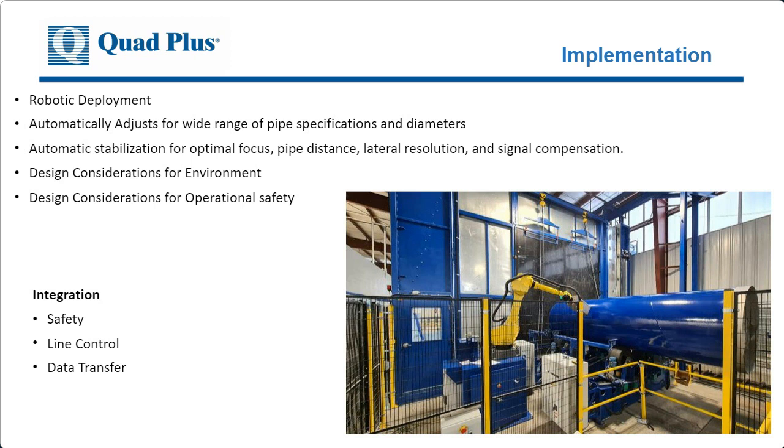We can also do automatic stabilization for optimal focus, pipe distance, lateral resolution, and signal compensation, because these pipes are not always that stable. The pipe can move, it can have wobble, so we can account for that in several different ways. One of the ways is we use a large time window of terahertz. As Earl was describing earlier, on a 160 picosecond unit, we will typically use a 700 picosecond unit to get a wider time window to allow for a little bit of that instability in the pipe. That's one of the nice things about terahertz and time domain: we can account for that in the measurement. As it moves in the time measurement, the time stays the same. So it's a nice deployment of it.